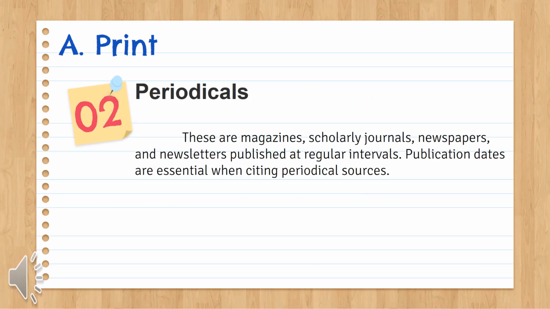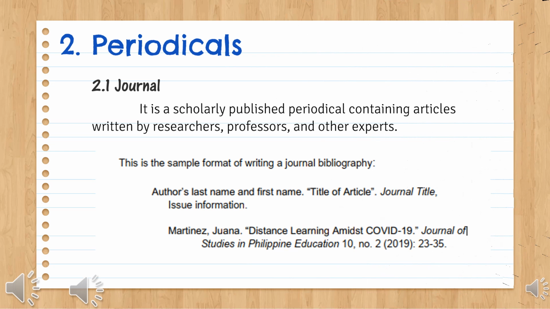Now let's move on to number 2, periodicals. These are magazines, scholarly journals, newspapers, and newsletters published at regular intervals. Publication dates are essential when citing periodical sources. Please read the meaning of journal in 2.1.